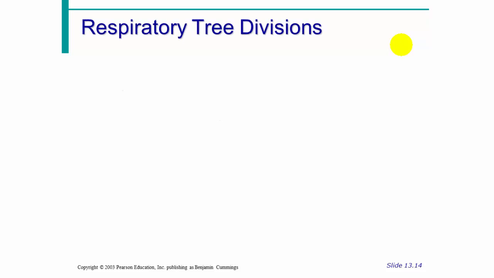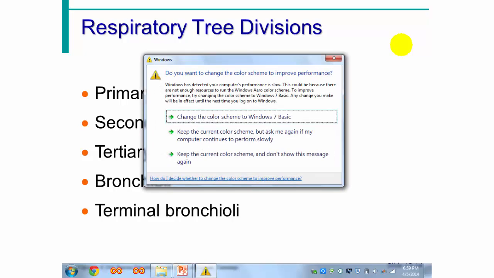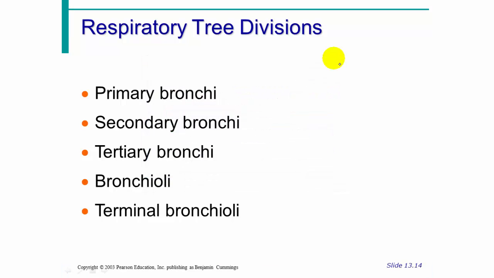Okay, so let's go beyond the lungs. And again, as the air enters the primary bronchi, it moves into the secondary bronchi, and then the tertiary, and then the bronchioli, and the terminal bronchioli. Now the tertiary bronchi are going to continue to split 23 times into smaller and smaller tubes.